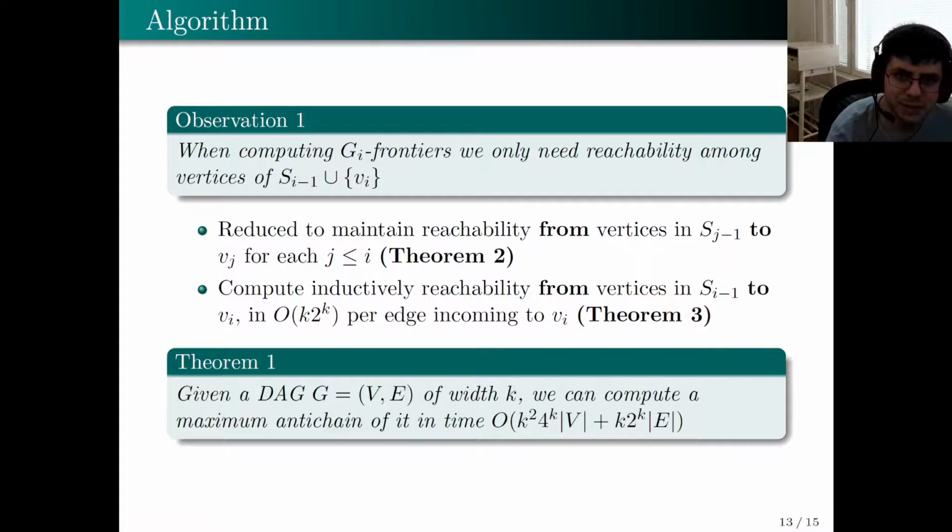Using these theorems and our previous algorithm, we obtain an algorithm for computing the width of a DAG in time order k squared 2 to the k times n plus k to the k times m, which is a linear time parameterized algorithm for the problem.